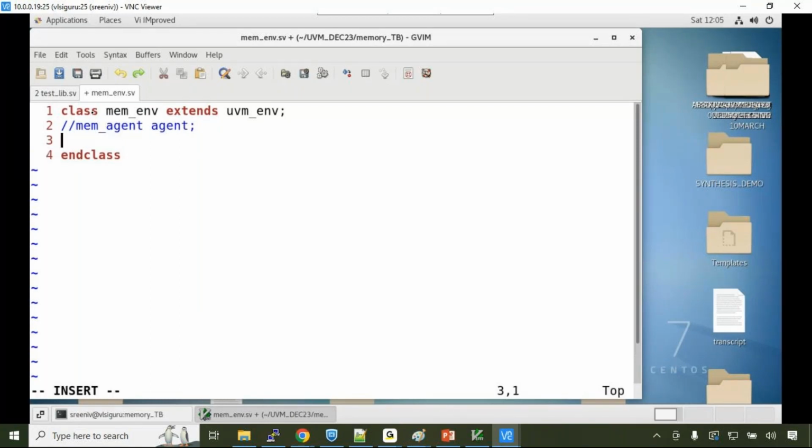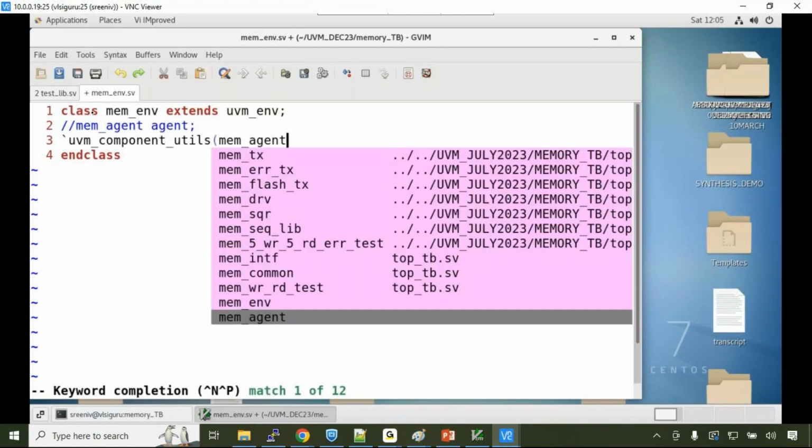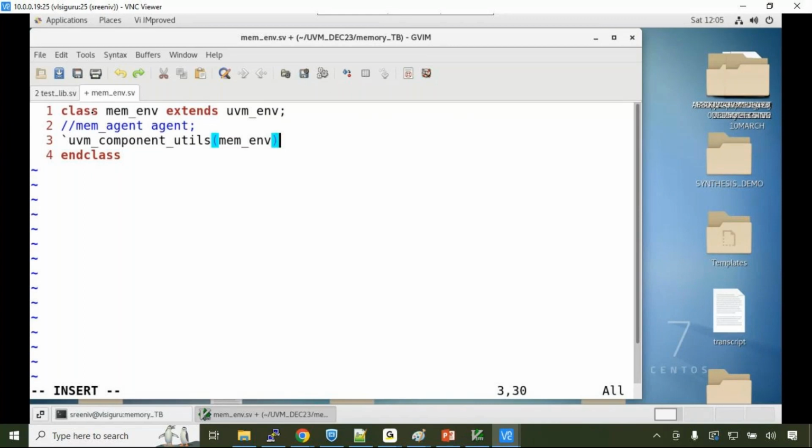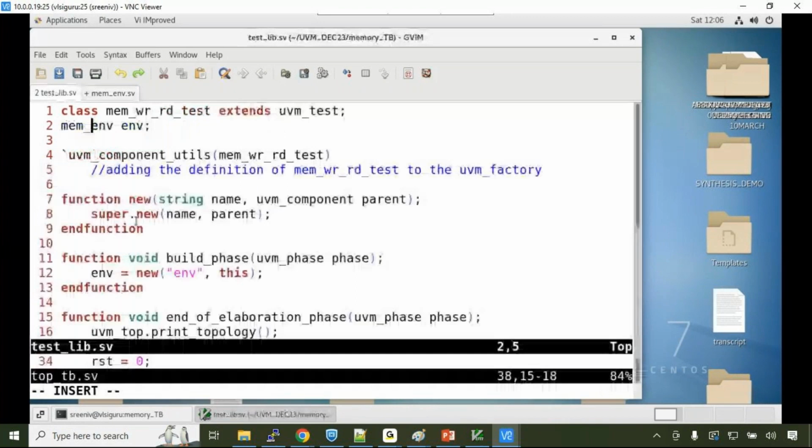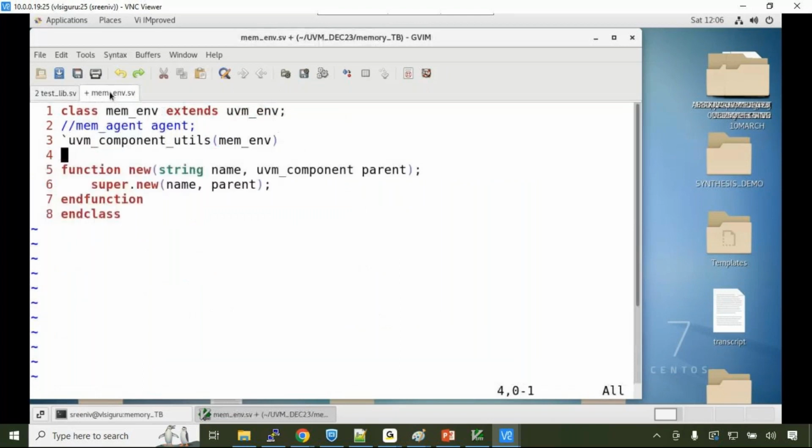Then what else do we do? Third point, register to the factory. What is the macro that we use for registering? What is the fourth thing we do? Define function new. I can copy this exact function new. What is the fifth thing? Define any other methods like build phase, connect phase, end of elaboration phase.